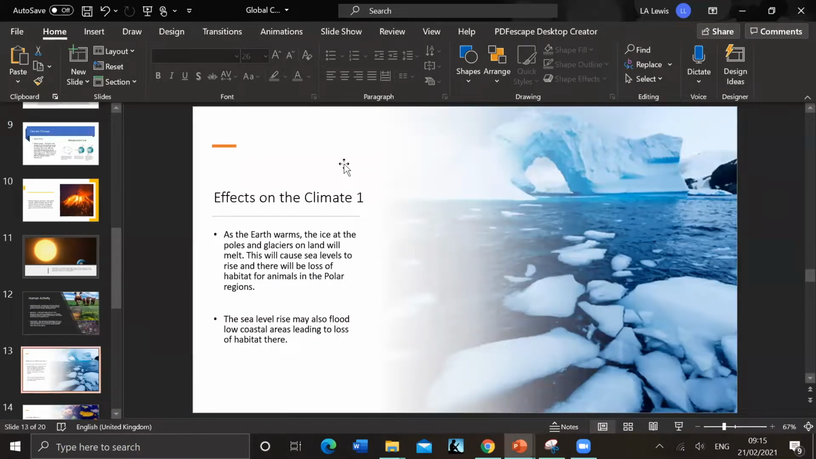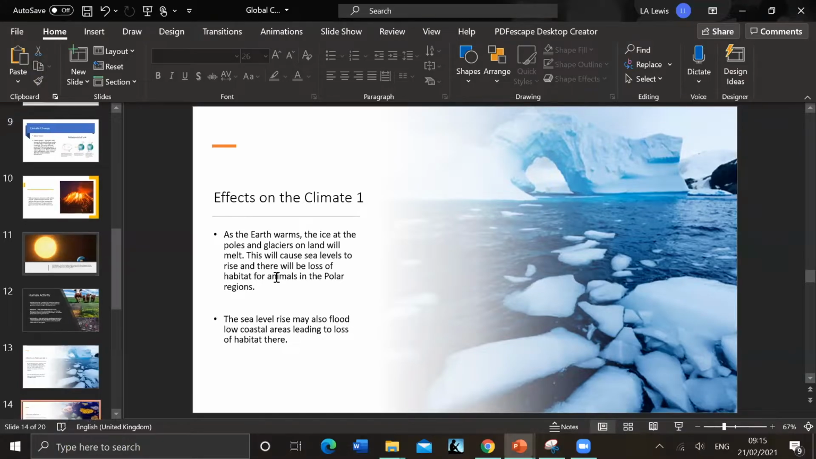How will that affect the climate? As the Earth warms, the ice at the poles and the glaciers on land, a glacier is ice on land, will melt and there will be obviously sea level rises because of all the water entering the oceans. And also the loss of habitat for animals in the polar regions. Animals that live there, like the polar bears, will lose their habitats. And coastal areas, near the sea, will be flooded. So it could be loss of habitat for animals there.